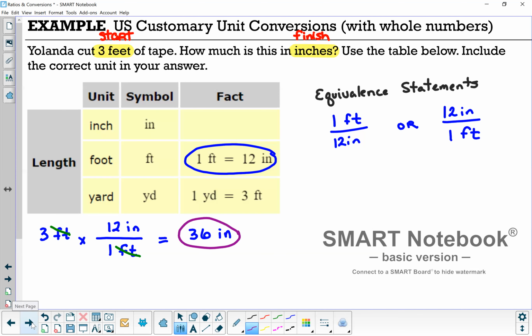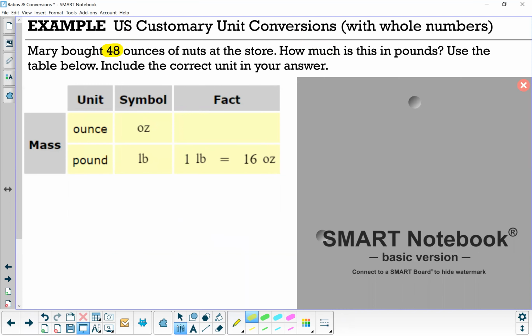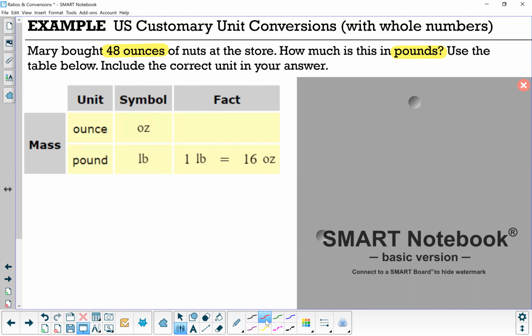Let's try one more. All right, so we have here, Mary bought 48 ounces of nuts at the store. How much is this in pounds? Again, we are starting, right? Our starting point is 48 ounces. And when we finish, when we end, we should have converted to pounds.